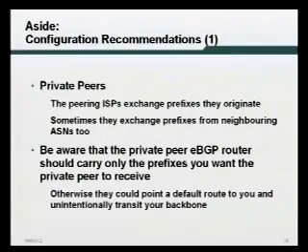So just some configuration recommendations. And again, not quite sure where to throw these in, but here's as good a place as any. For private peers, the peering ISPs should exchange prefixes they originate. Okay? Sometimes they exchange prefixes in neighboring ASNs too, but that's all part of the commercial agreement between the private peers. So be aware that the private peer eBGP router should only carry the prefixes you want the private peer to receive. Some people put the full routing table on their private peering router, but get worried or puzzled why there's so much outbound traffic.